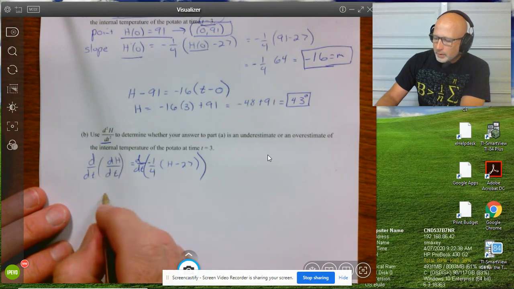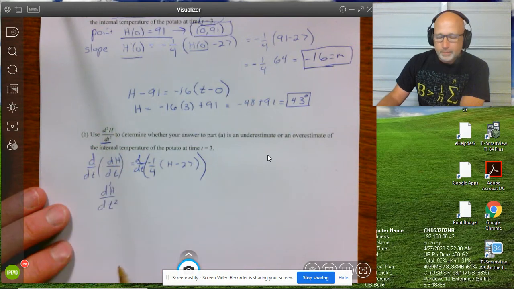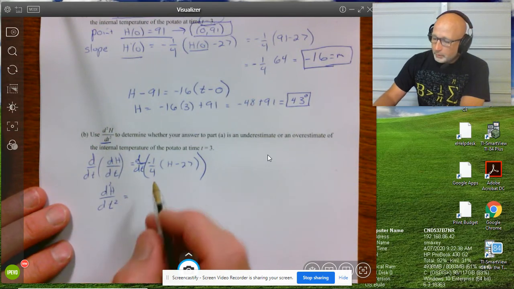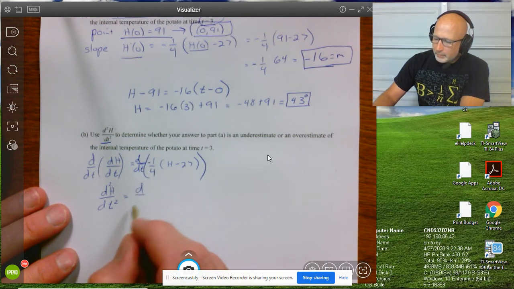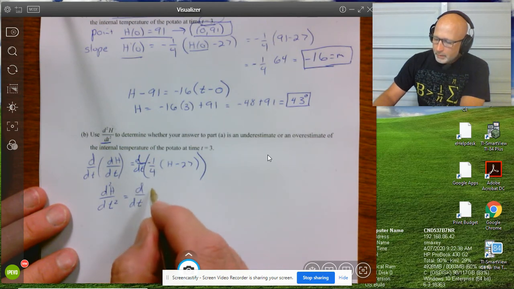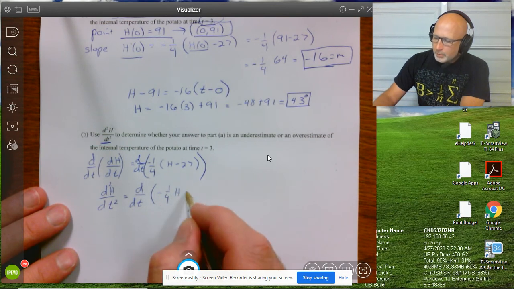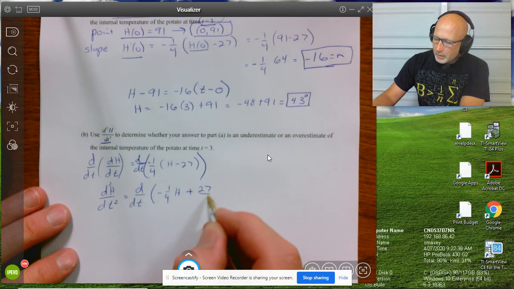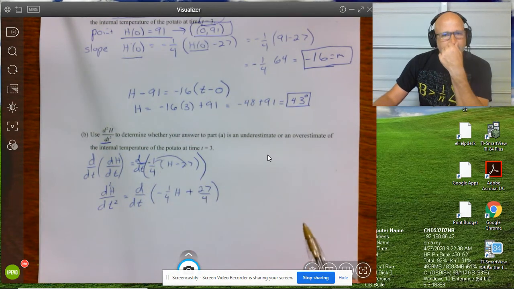So this right here, well, that is just the second derivative of h with respect to t, which is what I was trying to find, is equal to, now I'm going to distribute this first. Before I take the derivative, I want to distribute this. So I have negative 1/4 h plus 27 all over 4. Okay, just distributing it there and there.